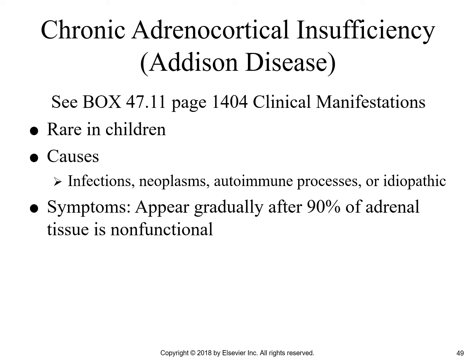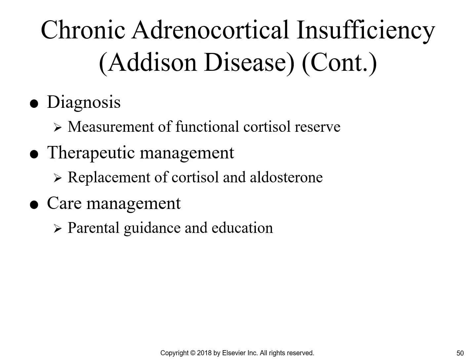Then we talk about Addison's disease, page 1404, box 47.11 for your clinical manifestations. This one is rare in children, but the causes can be infections, neoplasms, autoimmune processes, or it's just idiopathic. Symptoms appear gradually, when about 90% of the adrenal tissue is non-functional. Diagnosis is measurement of functional cortisol reserve. Therapeutic management is replacement of cortisol and aldosterone. In care management, parental guidance and education is very important.